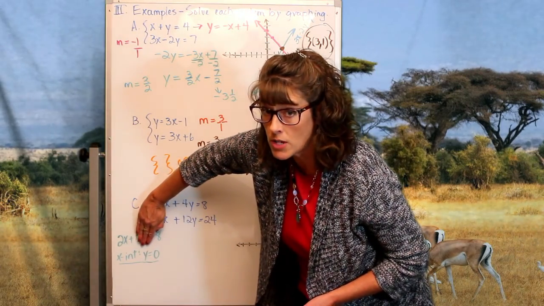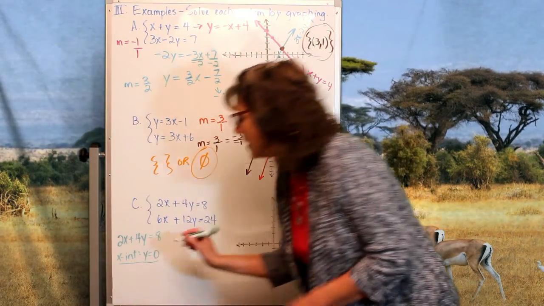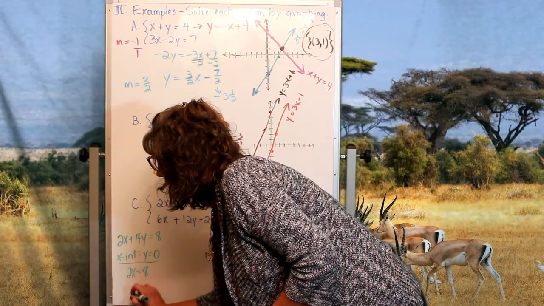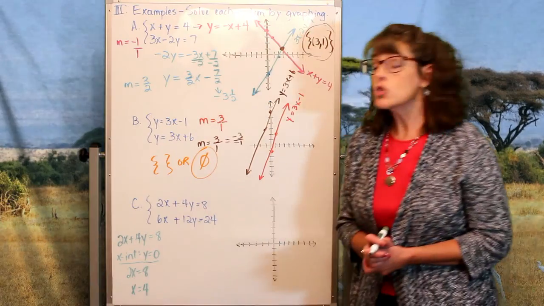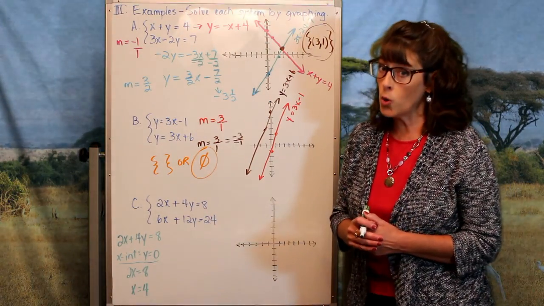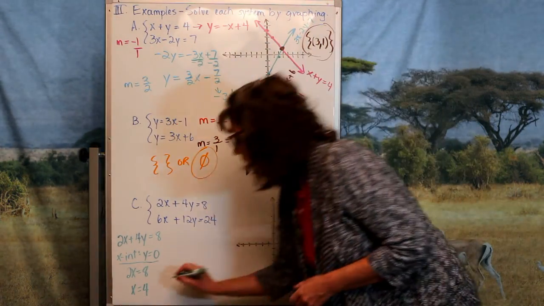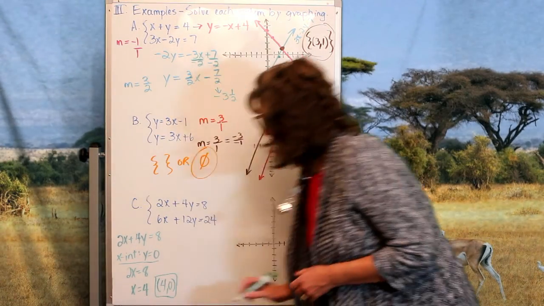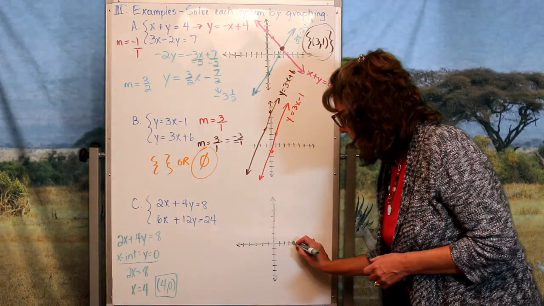Totally gone, because 0 times anything is just a 0. So I'm left with 2x equals 8. And when I divide by 2, I get 4. So that gives me a point, and I put it in coordinate form. It's very important that you know where the 0 goes. I get a coordinate of (4, 0), and so that's going to be right here.